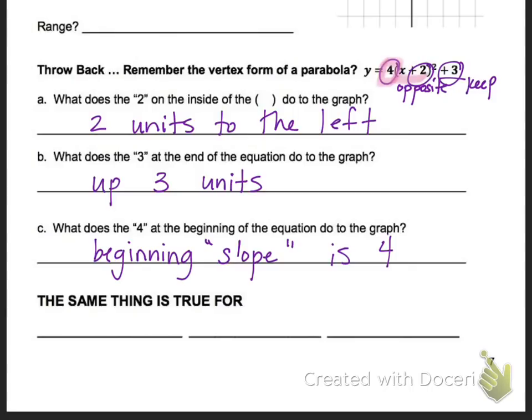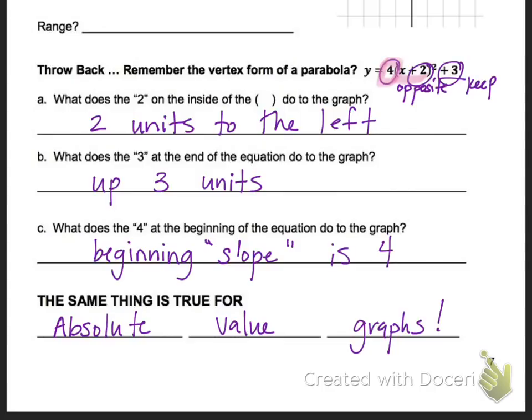Well, these transformations are actually true, or they stay the same, for absolute value graphs as well. So we're not having to learn anything new. I'm going to put an exclamation point there because I'm so dang excited about it. Absolute value graphs have the same transformations. So thinking back, that's why I'm just trying to show you that everything in this class connects with each other.